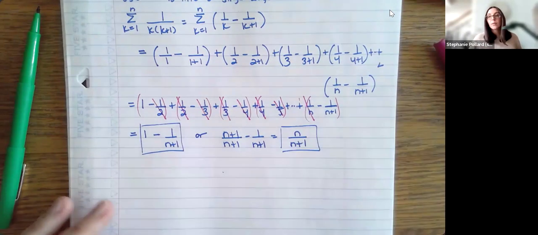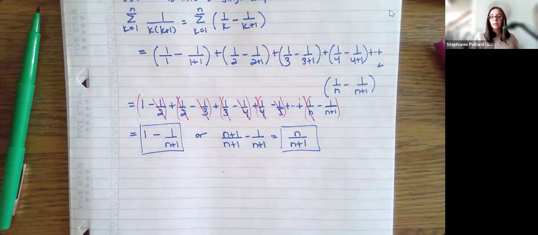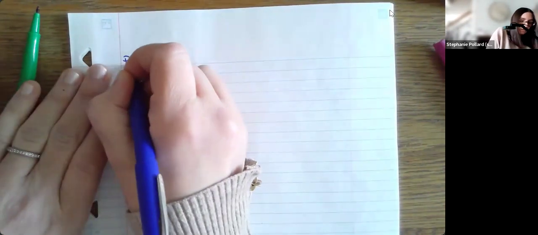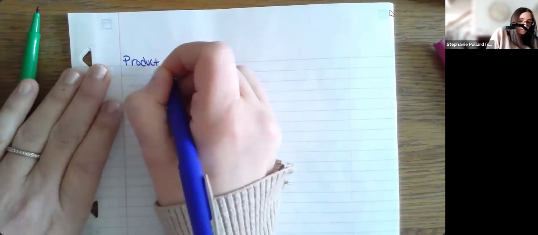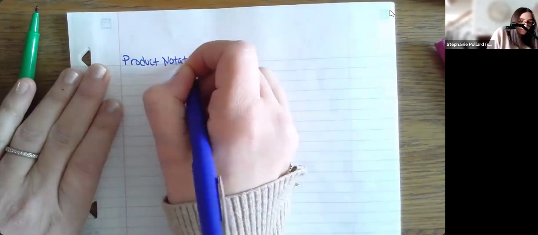All right, so we've done a lot with summations. I do want to move on to product notation now. It works very, very similar to the summation notation, except it's from multiplication instead. So we're going to call this product notation.